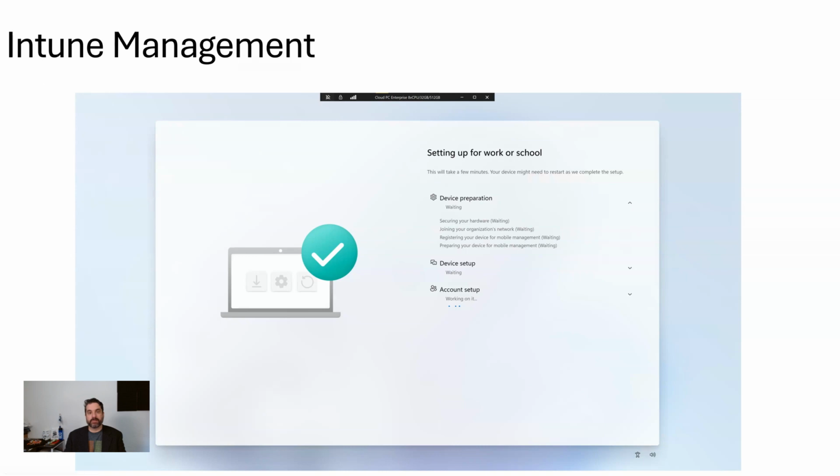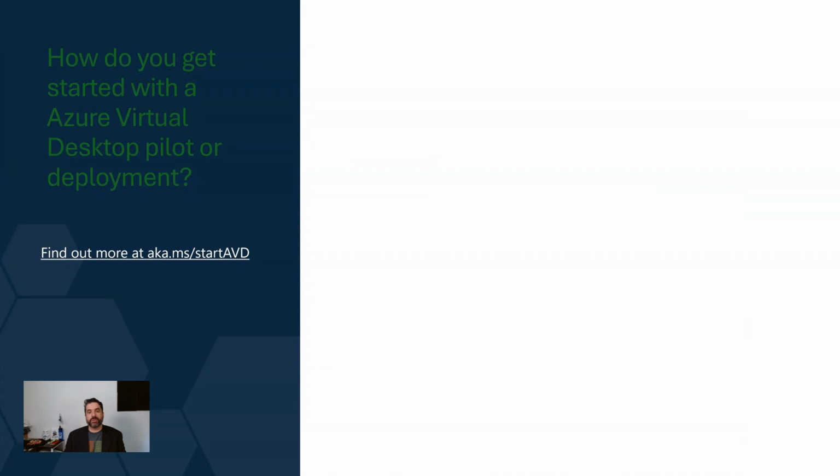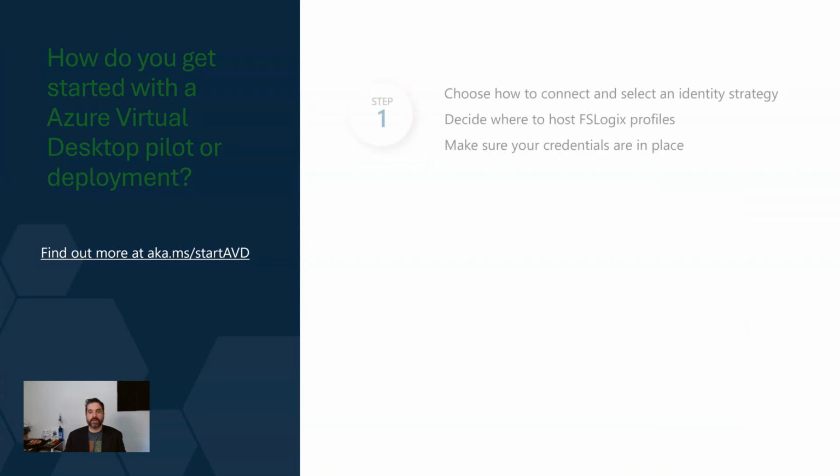So, how do you get started with AVD? Microsoft has a lot of resources. I think the first decision really is how are you going to do identity? Are you going to synchronize your Active Directory or connect it with Express Route or something like that? How are you going to get an identity source? Or are you going to use the Entra ID managed domain or domain services? How are you going to manage your profiles? Are you going to use FSLogix? How are you going to host it? And so on.